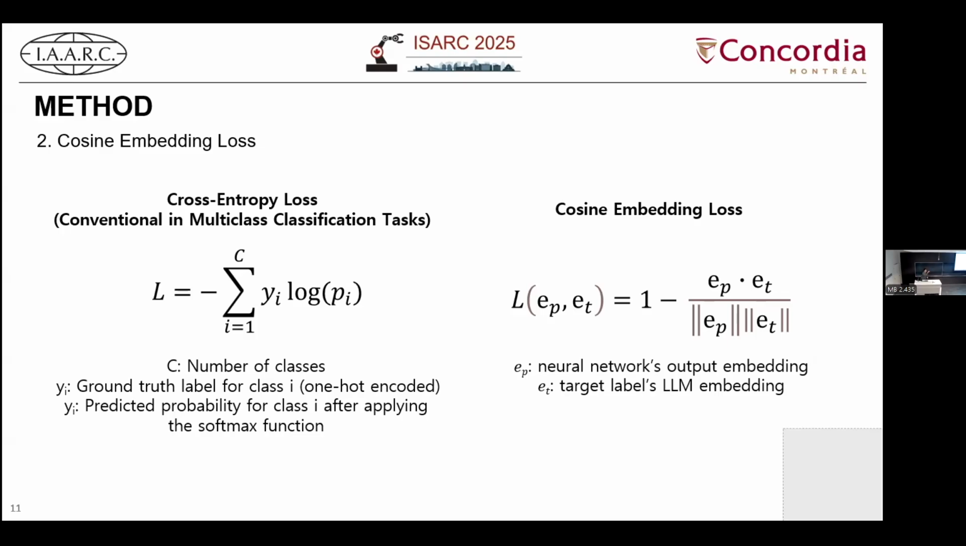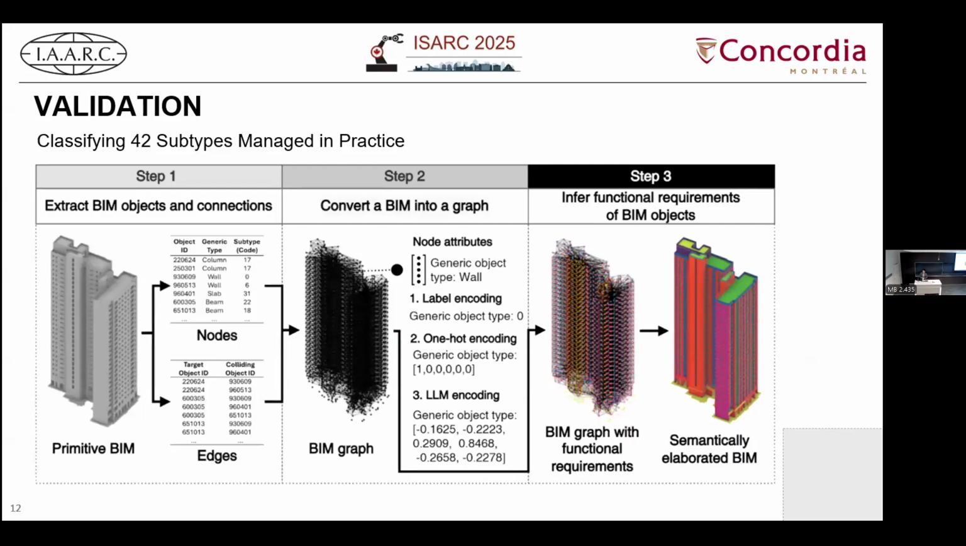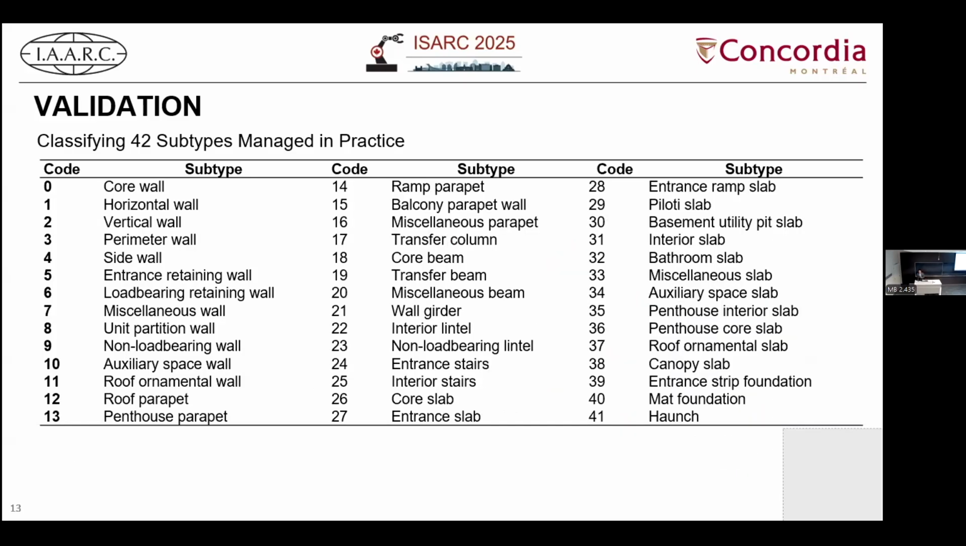So we make the model return something that's high dimensional, but not as much as the original, yet still a vector of a certain dimension that's very similar to the original large language model embedding of the specific class. To evaluate whether it works, we applied it to classifying subtypes of building models, which includes 42 subtypes managed by one of the major contractors in South Korea to manage their building projects done in BIM.